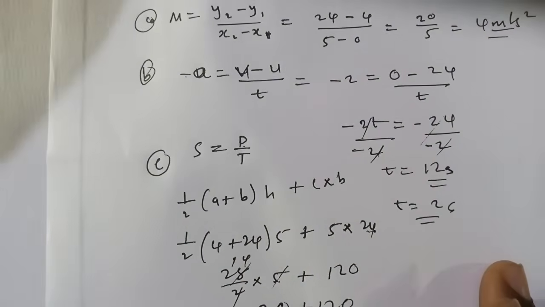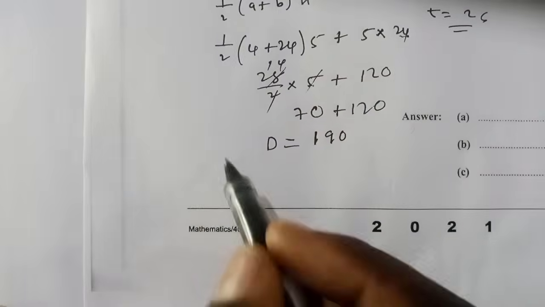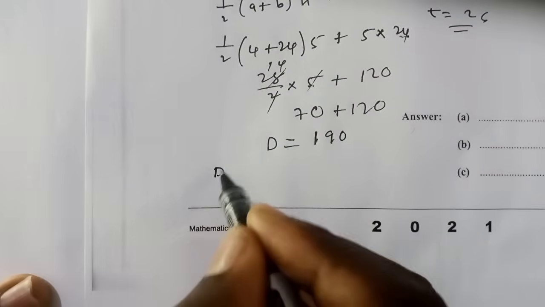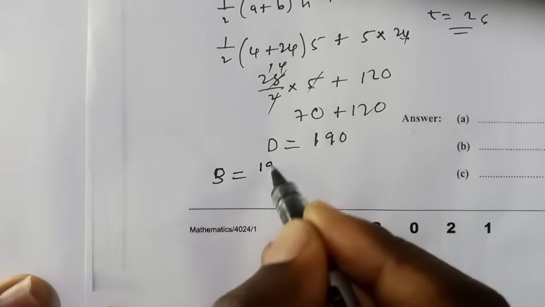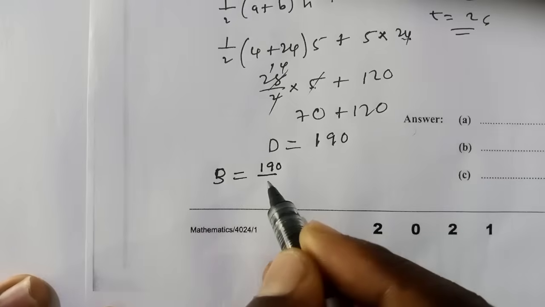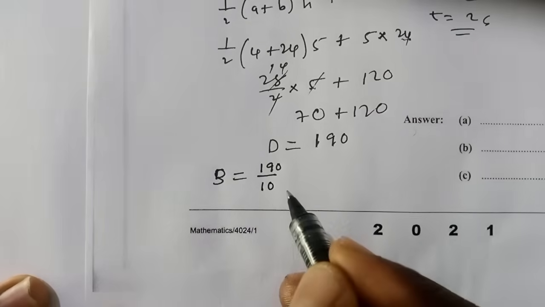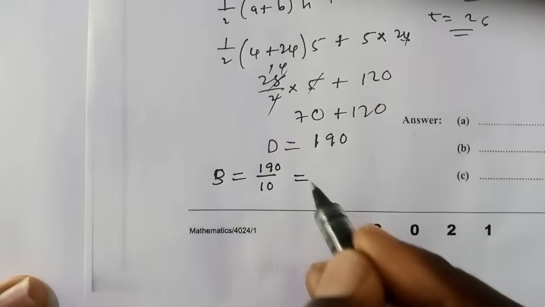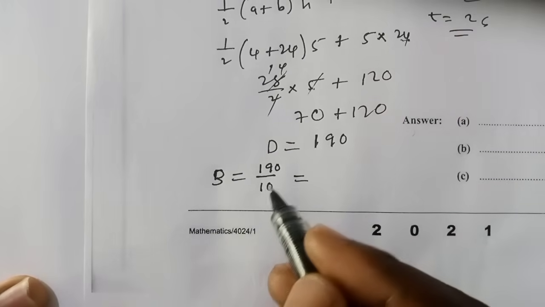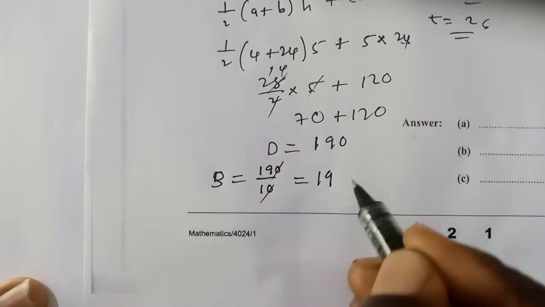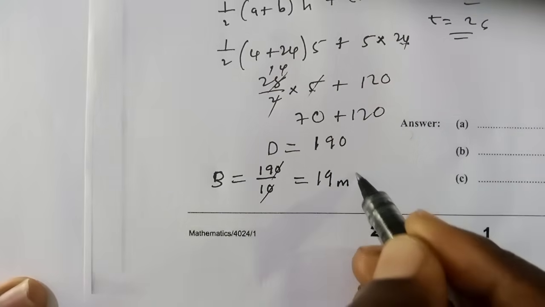So we say this speed is equal to distance, which is 190 over 10, as in time. They said 10 seconds. So this and this will cancel, remain with 19 meters per second.